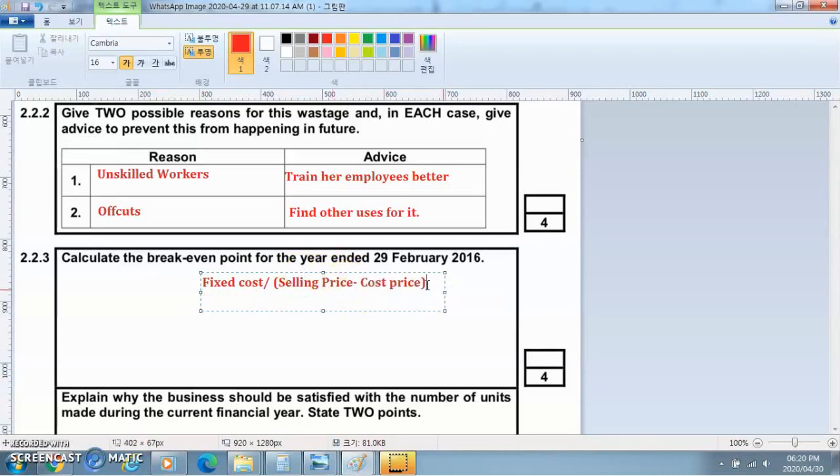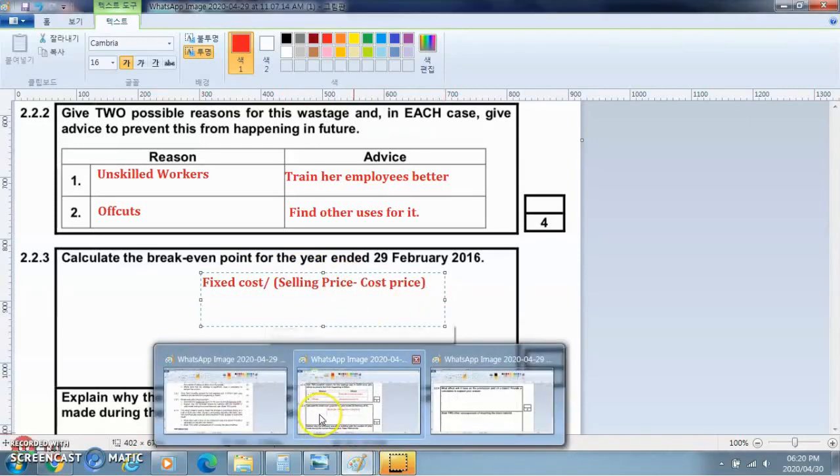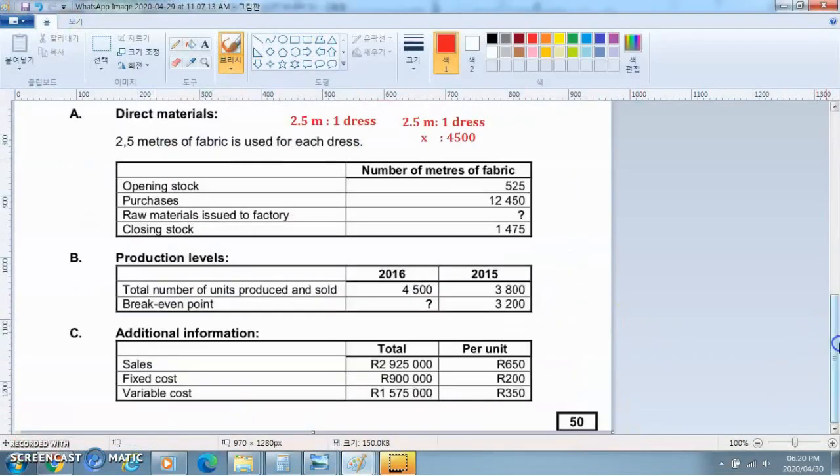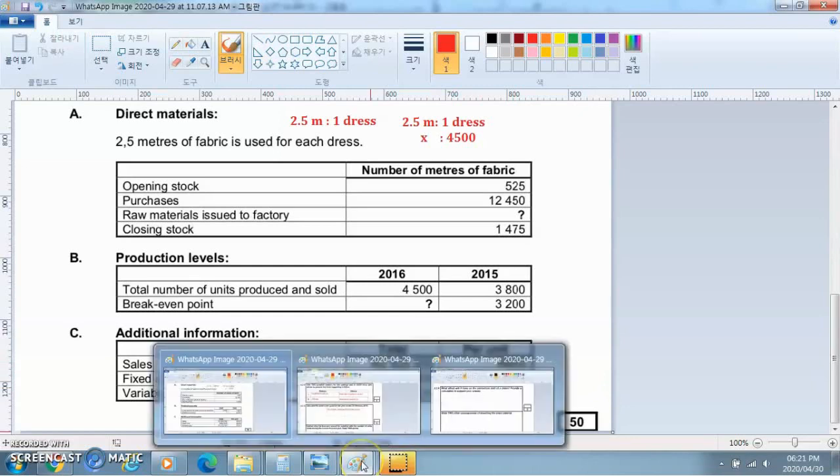So now that we have the formula, let's see if we can apply the figures, because we have been given almost all the information that we can work with. So this should be easy for us. Here we have the fixed cost. How much is the fixed cost? The fixed cost is 900,000 rand, right? And the selling price is 650. Remember, we are looking at selling price per unit, same as the variable cost. We look at the variable cost per unit. So we have selling price 650, variable cost 350, and fixed cost, which is 900,000 rand.